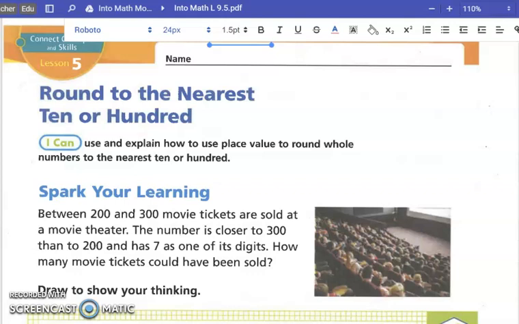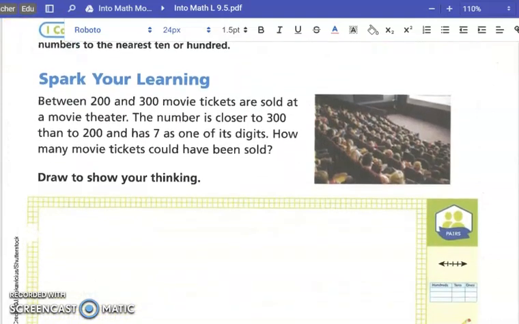Today we're looking at lesson 9.5, round to the nearest 10 or 100. I can use place values to explain how to round whole numbers to the nearest 10 or 100. I would guess that you have probably done that before. True? Yeah. To the nearest 10 for sure.